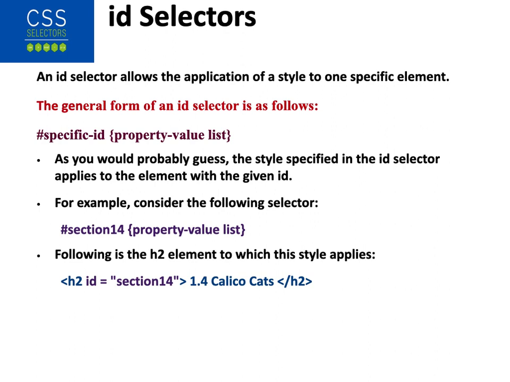Now we will see the usage of that particular section 14 ID selector in the last example. In the last line, there is one example: h2 ID is equal to section 14, followed by the content of the h2 tag, 1.4 calico cats. So a particular style property value list is defined for section 14 that gives a particular style. That style is applied to the h2 element here.